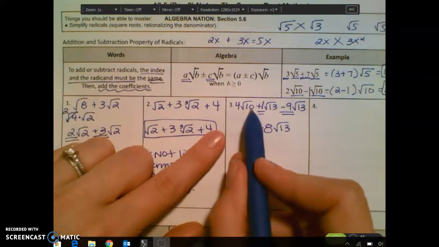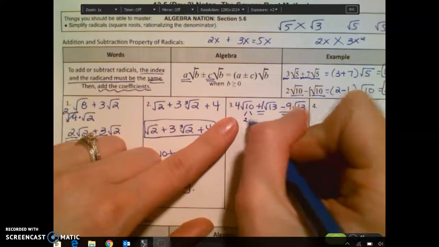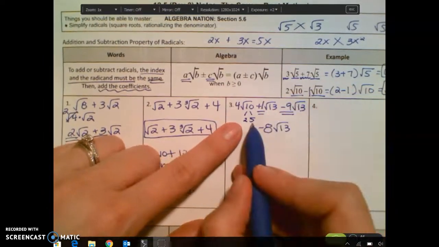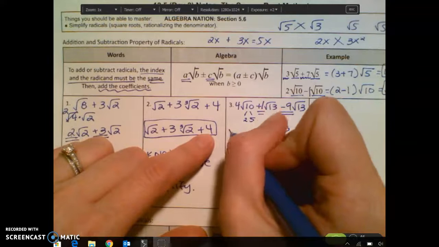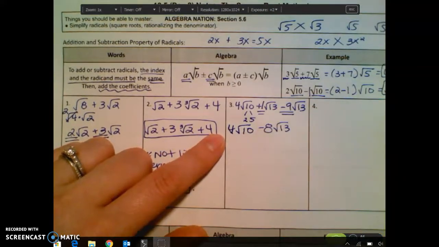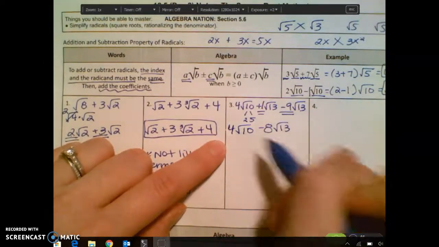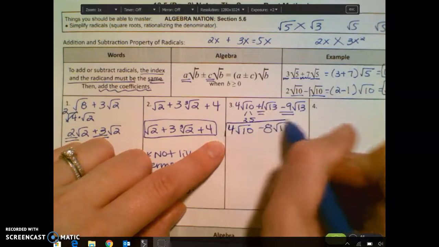Let's look at the 4 root 10 and make sure that it is simplified. Well, 10 we know goes to 2 and 5, and neither of those are perfect squares. So 4 root 10, there's nothing we can do with that. So now our answer, sorry, that does not look good. Now our answer is 4 root 10 minus 8 root 13.